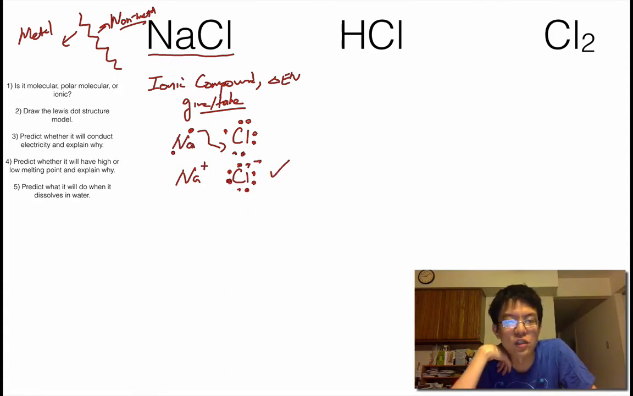Okay, and so that's just the structure. So we've done 3 things. We've taken a look at whether it's ionic. We were able to draw the Lewis-Dot structure, and that's it so far.